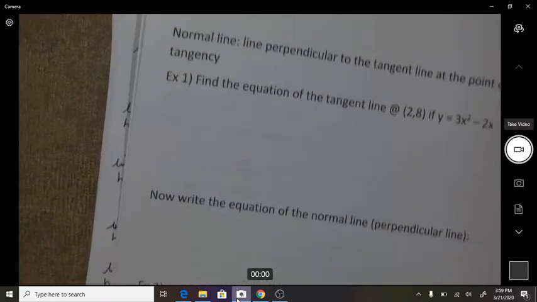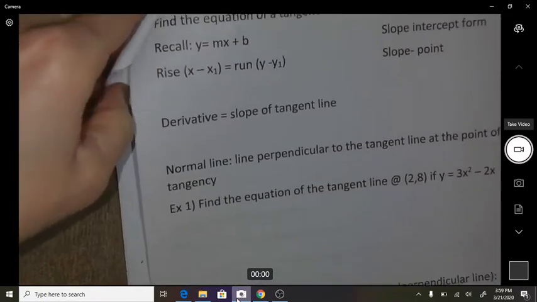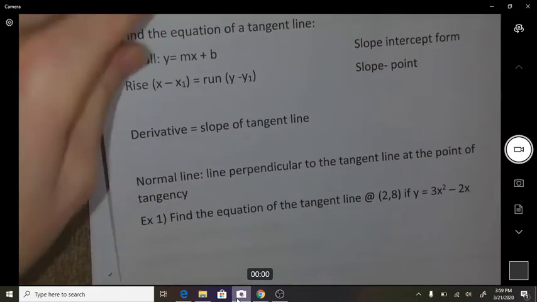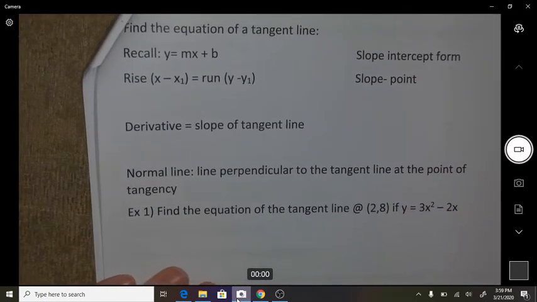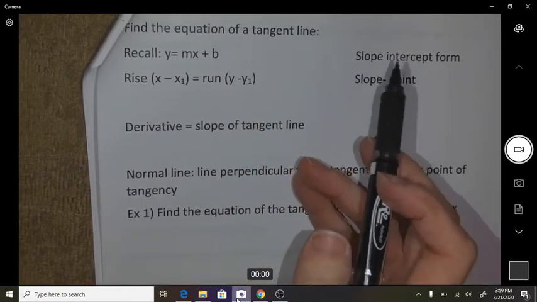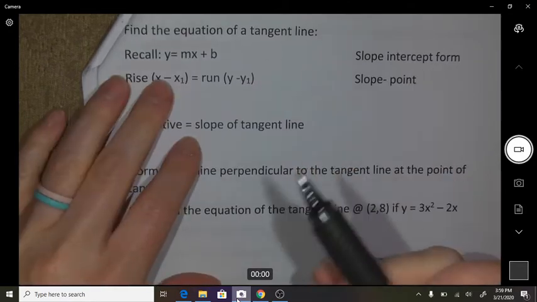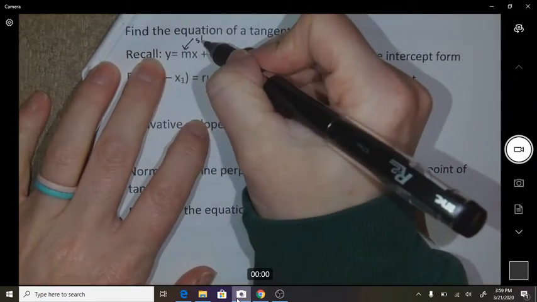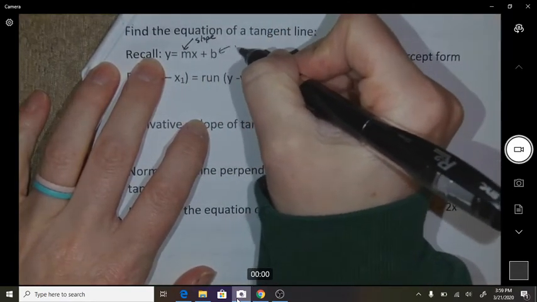Okay, next lesson is find the equation of a tangent line. So we need to recall that from grade 10 we've learned that you could have y equals mx plus b to be your slope-intercept form. So slope, and then this is your y-intercept.